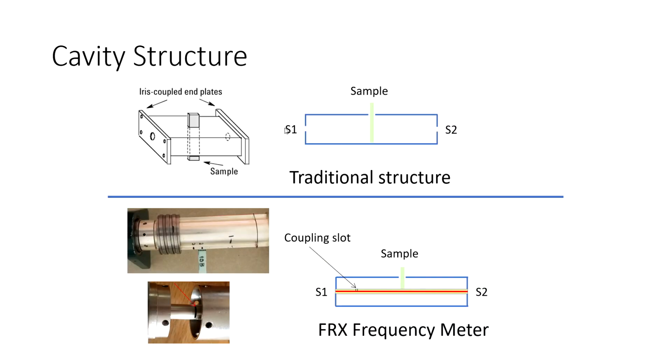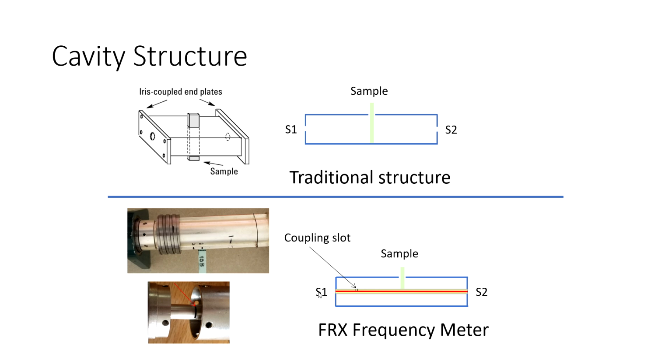Talking a little bit about the cavity structure, the original cavity structure, you essentially have small openings or coupling mechanisms on either side, and you have a material sample through the center. You put the sample in the center, and you have your S1, S2 ports. You measure S21, or the signal through that cavity. Ours is just a little bit different.